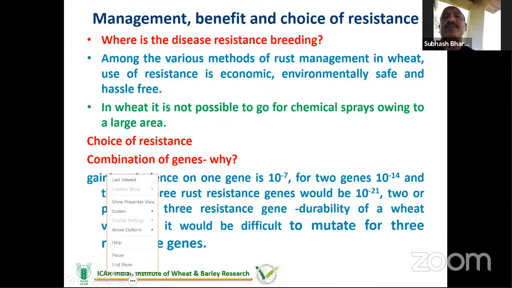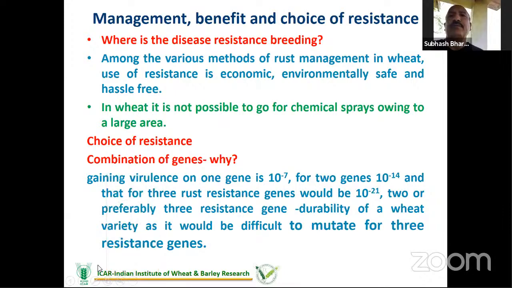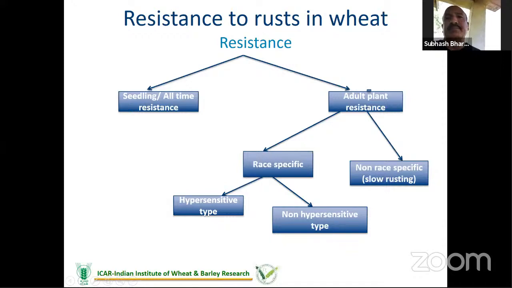So when it comes to management, as my predecessor, Dr. Harvans, also said, we'll have to go for resistance breeding because that is definitely a hassle-free and minimum cost measure for controlling wheat diseases. Here I can say that when there is a single gene, the chance of its breaking is nearly 10⁻⁷ or 10⁻¹⁴. And here I have listed the different types of resistances which we have: race-specific, race-non-specific, seedling, adult plant, and then adult plant race-specific, which is hypersensitive, then non-hypersensitive, then non-race-specific, what you call slow-rusting genes. Next slide, please.